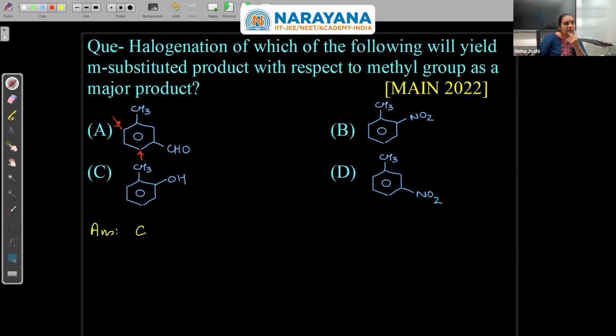Similarly, the case is here, I will attack here and here. So it is not meta to CH3. Here and here again, not meta to CH3. Coming here, CH3 is not the deciding factor. OH is the one. So I'll attack here and here. And so meta to CH3 is now the case. And so the answer is C.